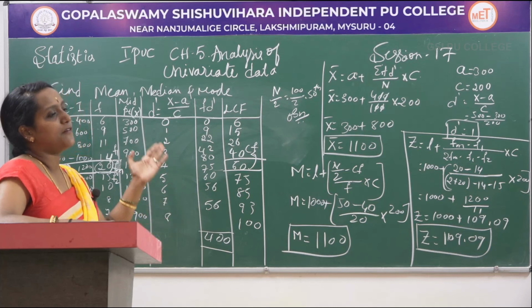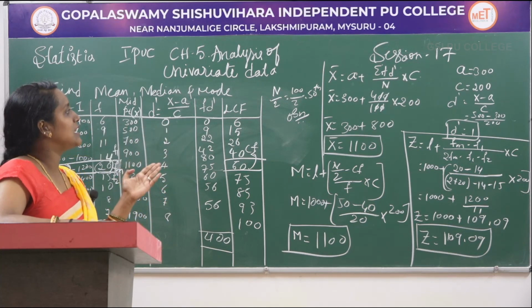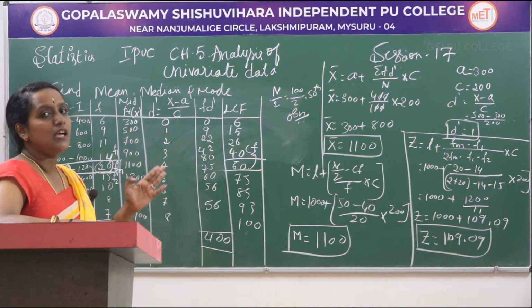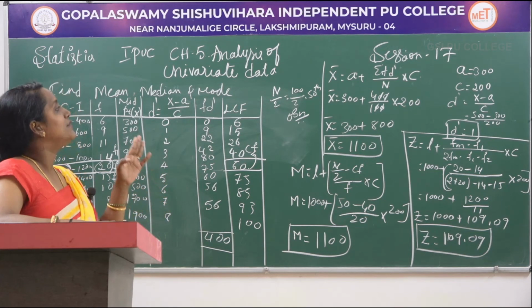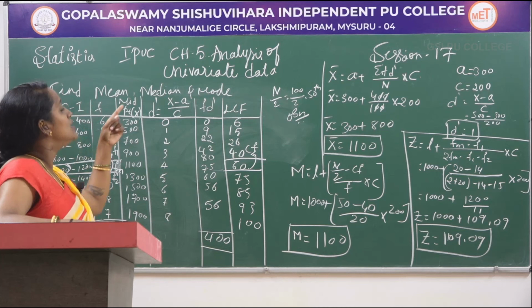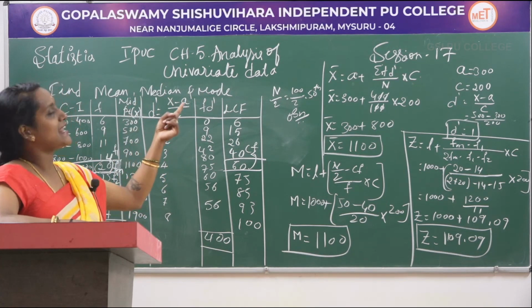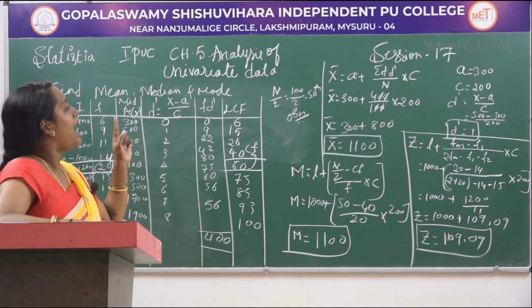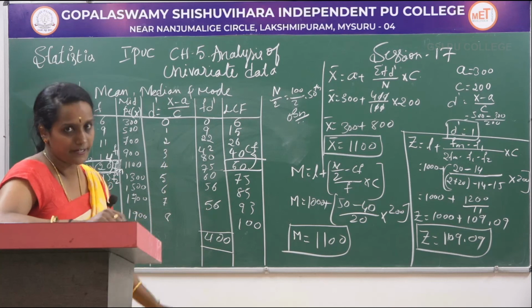After finding that, we have to go for the AM calculation, that is A is equal to summation f d dash by n into c, and this method we call a shortcut method, and we have to substitute the values. Because here we subtracted A, here we add the A value, and here we divided by the C value, there I am multiplying by the C value. After simplification, you will get x bar is equal to 1100.